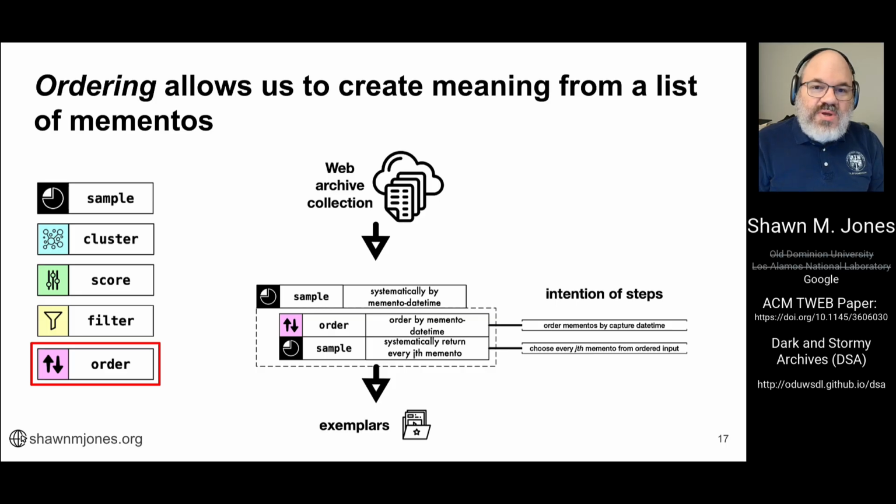If we allow ordering, it allows us to create more meaning from a list of mementos. So if we order everything in the particular collection by its memento datetime, that is when it was captured, and we systematically sample every jth memento, then we can produce another type of story, another type of summary, in a very, very simple set of primitives here.